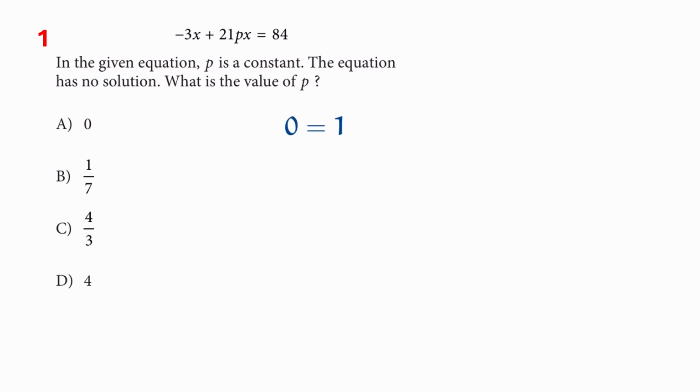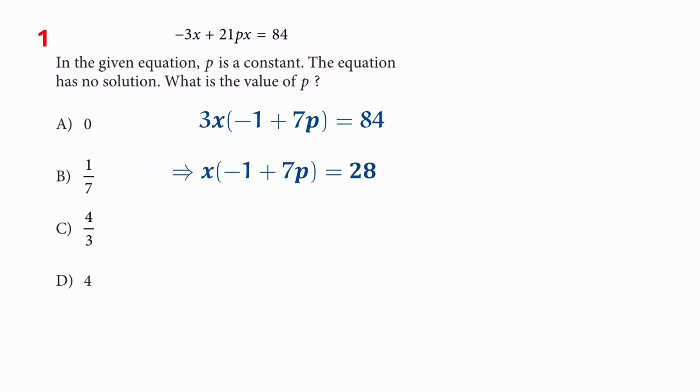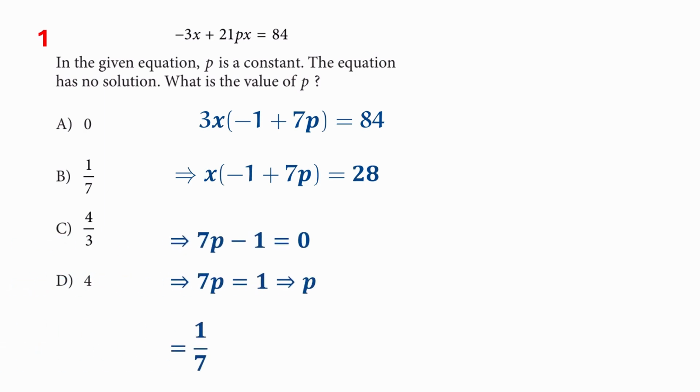Factoring gives 3x times (7p - 1) equals 84. If we divide both sides by 3, we get x times (7p - 1) equals 28. Now, for the equation to have no solution, 7p - 1 must be 0. Otherwise, x will just take some value that satisfies the equation.